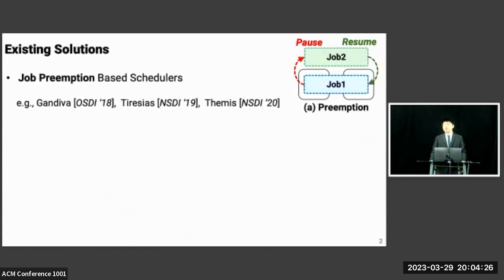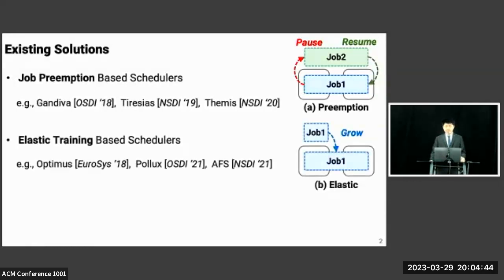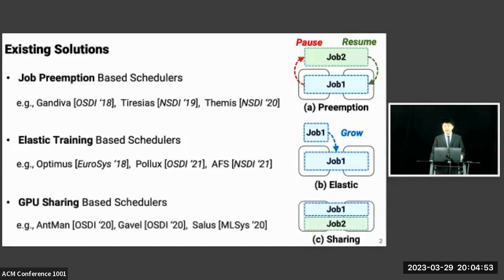To strive for better scheduling efficiency, many novel schedulers adopt some advanced mechanisms. For example, job preemption mechanisms enable pausing and resuming jobs to mitigate the blocking issue incurred by long-term jobs. Elastic training is another mechanism that is used to improve cluster utilization by growing or shrinking job resources. And GPU sharing allows multiple jobs to share the same GPUs to fully utilize the resources.